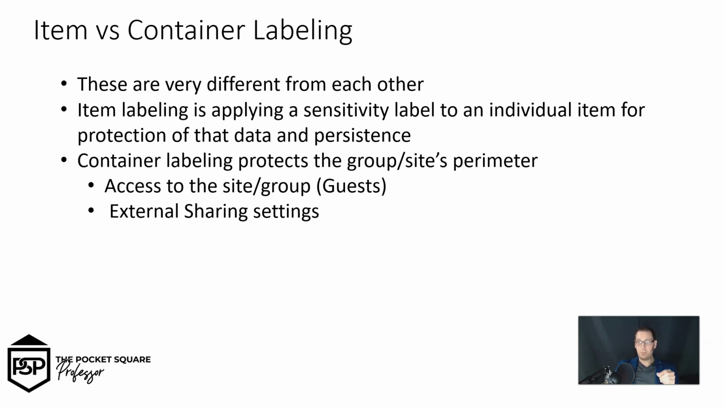Sensitivity labels for groups and sites do not protect individual items. They contain or protect the perimeter of the group or the site. And that is it. That is the only piece of this. Now again, we've talked about quite a lot on this one here, but this is one of those scenarios that makes sense to demonstrate. Let's jump into lab.